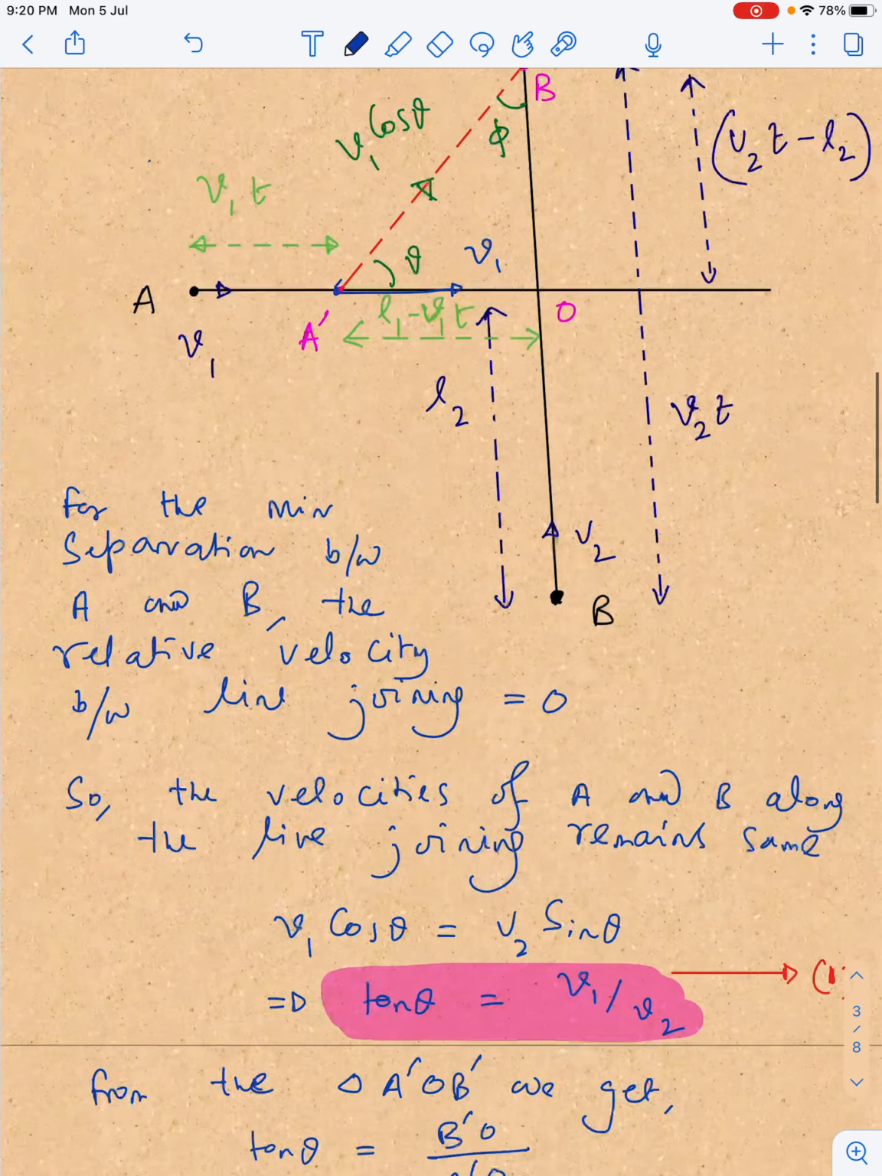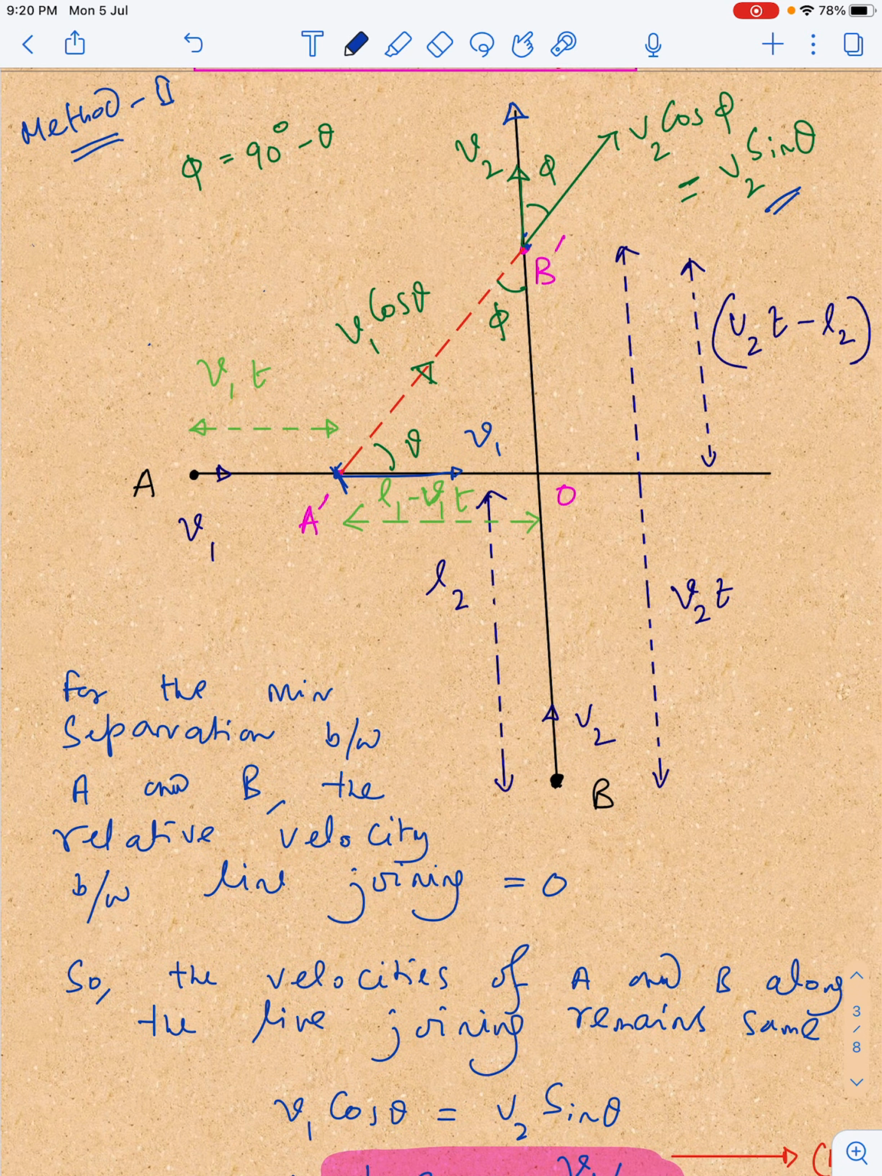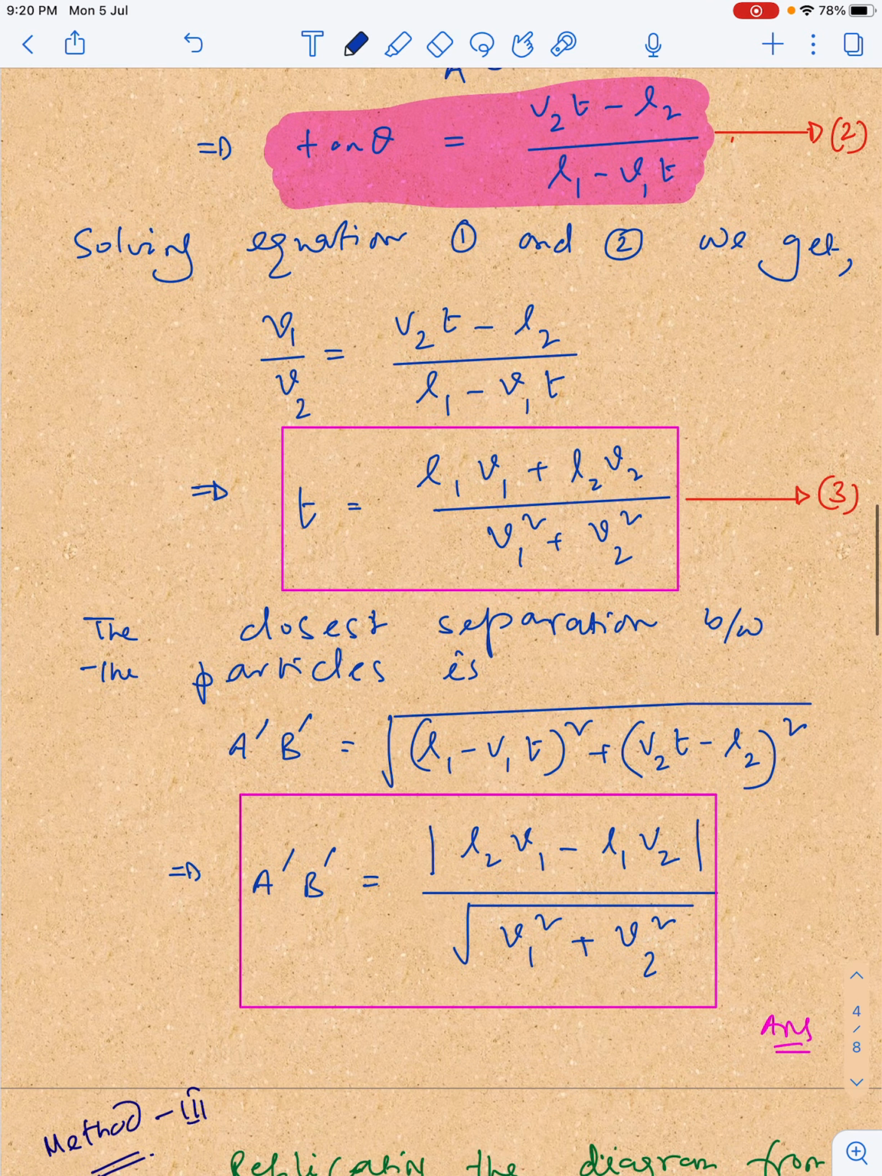So again, the separation between them is this separation, that is A prime B prime. If I use the Pythagorean theorem, I will simply get A prime B prime equal to root under of L1 minus v1t whole square plus v2t minus L2 whole square. So from there I will get L minimum. So this is again the value of L minimum. So two methods are over.